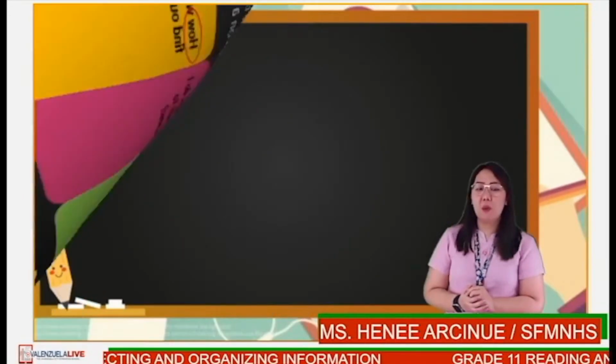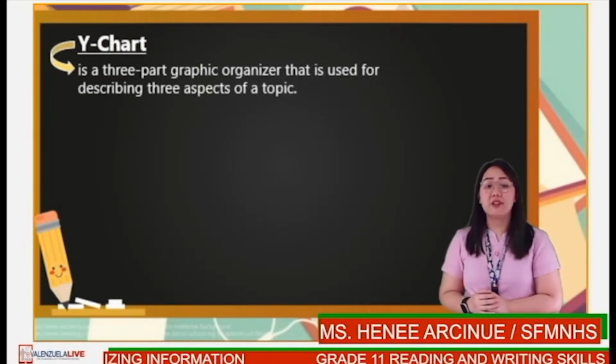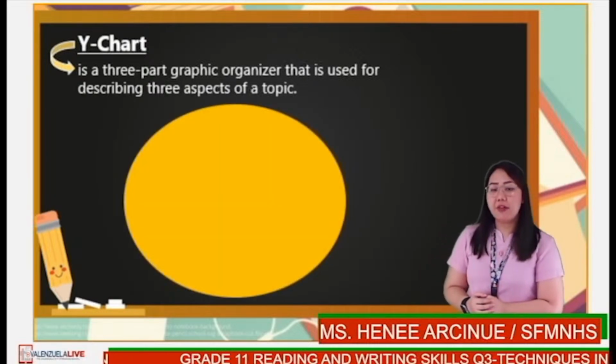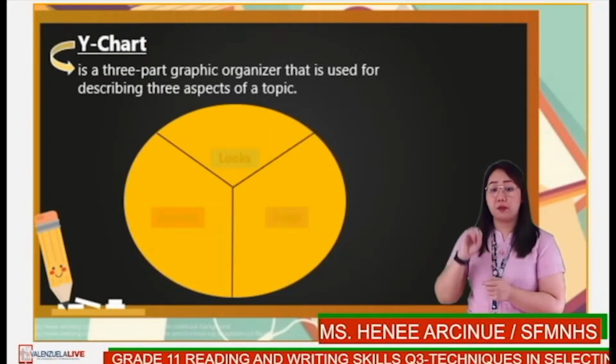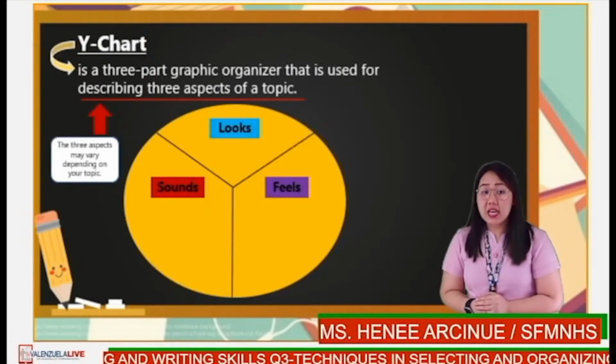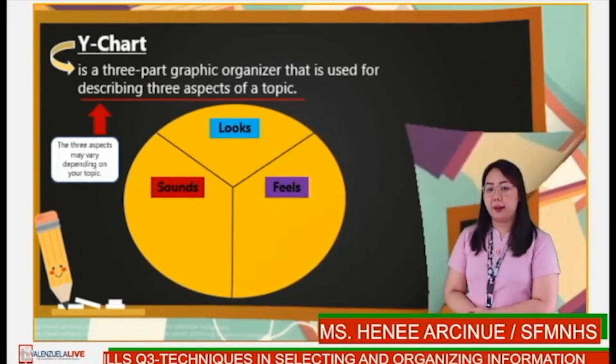Next is the Y chart. It is a three-part graphic organizer that is used for describing three aspects of a topic. We have here an example for the aspects of sounds, looks, and feels. However, the three aspects may be varied depending on your desired topic.